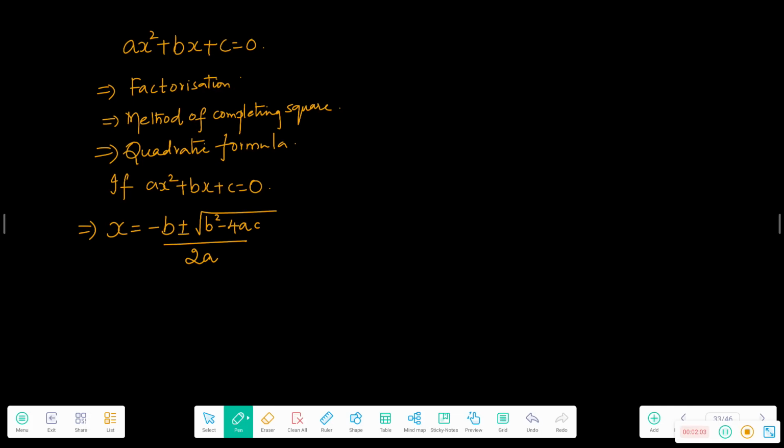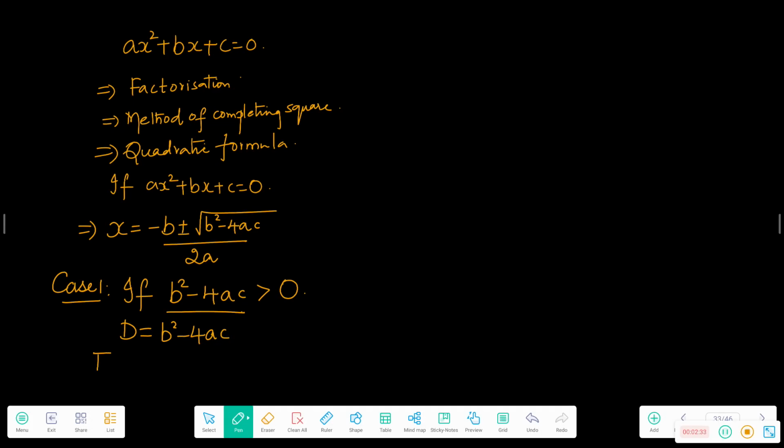Now we will study the nature of the roots of the quadratic equation. Remember, let us assume case 1. If b square minus 4ac is greater than 0. Now here b square minus 4ac is called the discriminant. If it is greater than 0, then the roots are real and distinct.